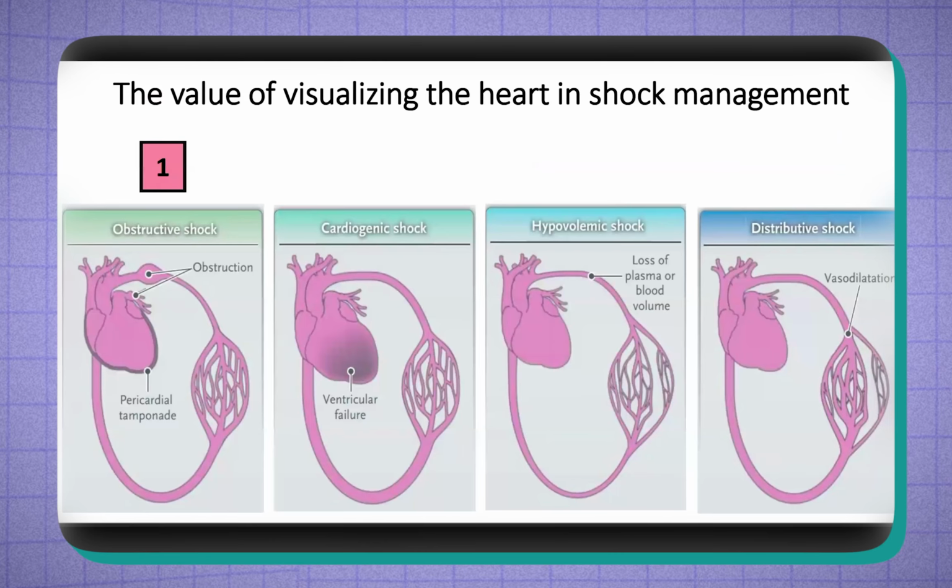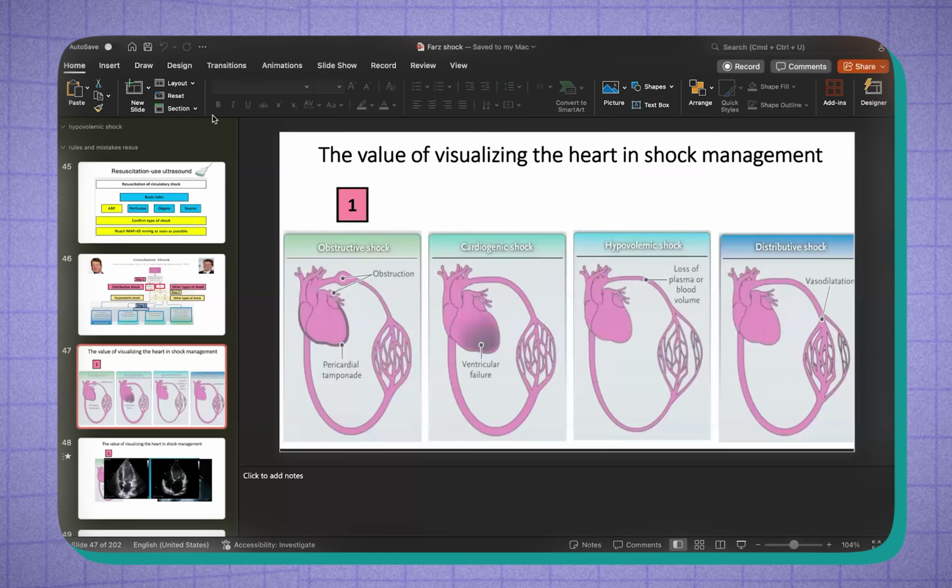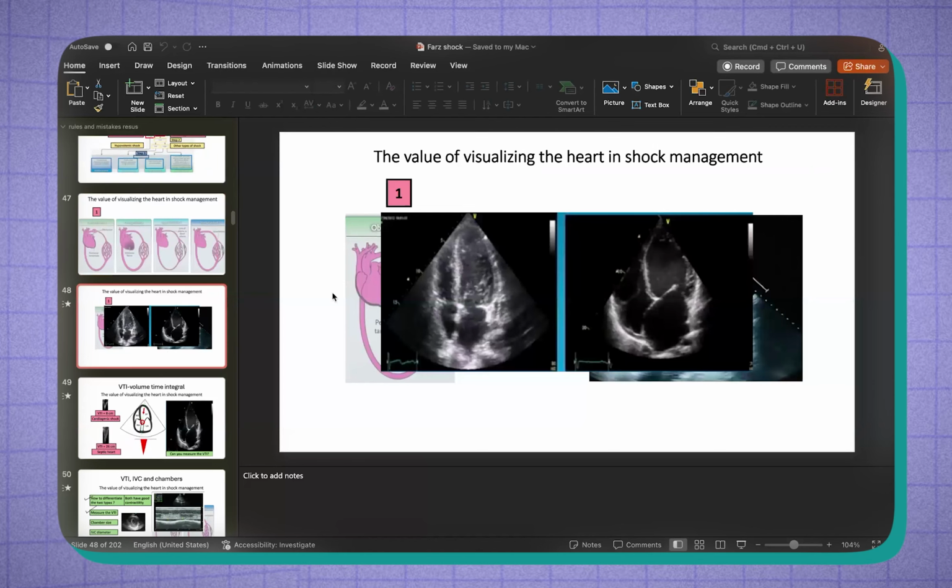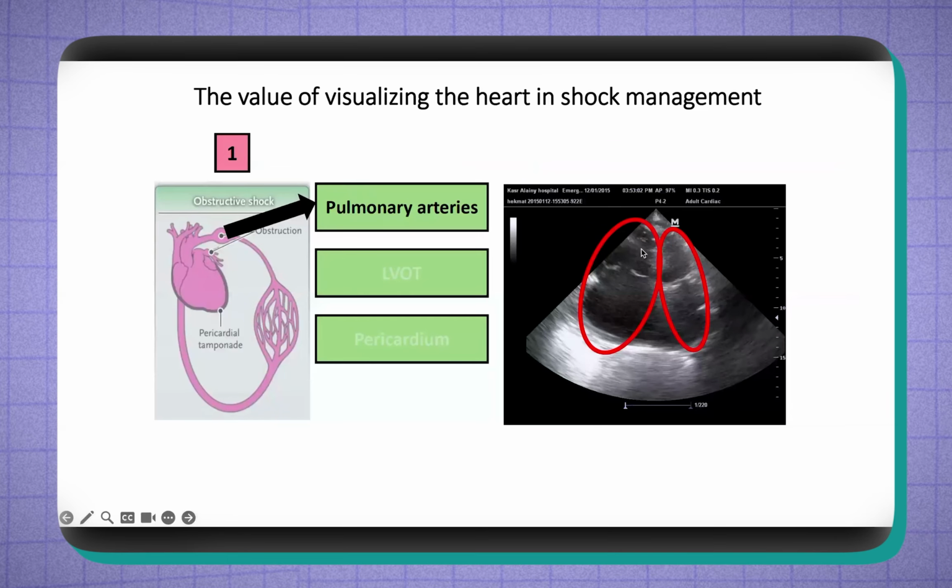Do you know about the RUSH protocol? Has anyone heard about the RUSH protocol? RUSH protocol is when you want to look at the different causes of shock. RUSH stands for rapid ultrasound guided assessment of shock and hypotension. You need to use your ultrasound in regular practice, and by using the ultrasound, within 5 minutes you will get to know the underlying etiology.